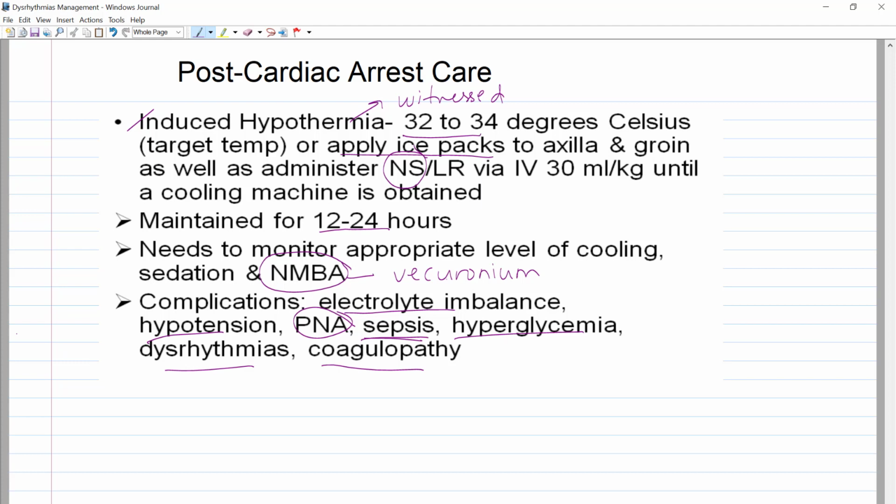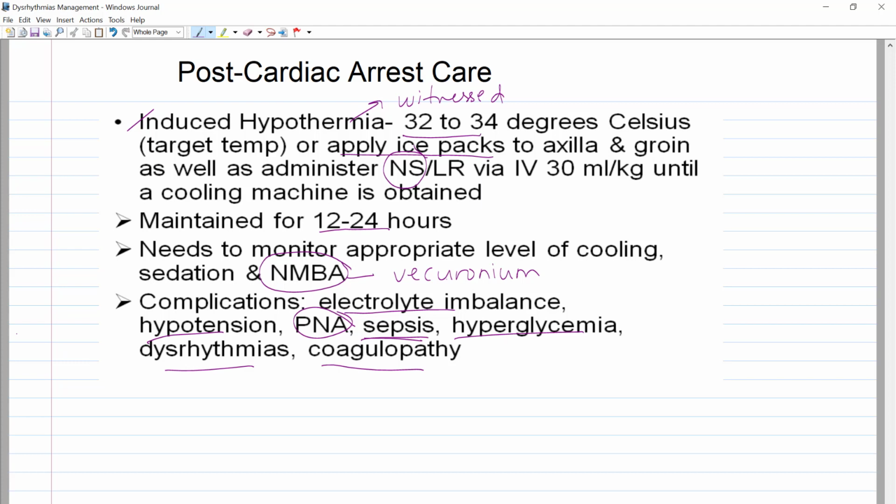Another thing, you really have to know the H's and T's by heart. And the sixth key point is that you really have to know the management, and why we are defibrillating a patient versus synchronized cardioverting versus doing CPR. The last thing is that you have to know the post-cardiac arrest care.